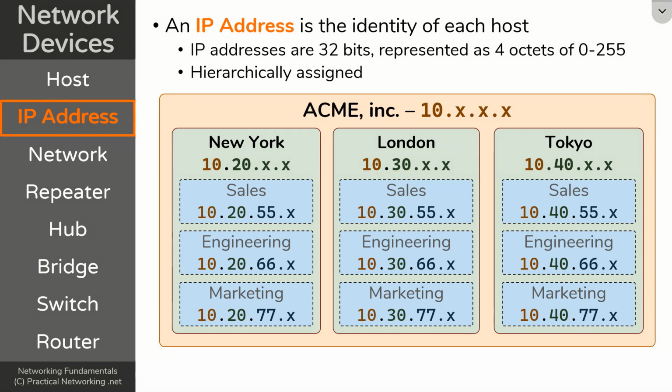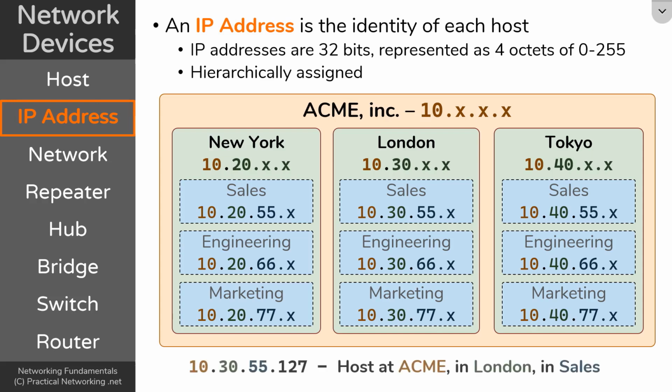This allows the IP address to sort of pinpoint where a particular host exists. For example, if we had the IP address 10.30.55.127, that IP address is the identity of a host that sits in the Acme Corporation, in the London office, on the sales team.